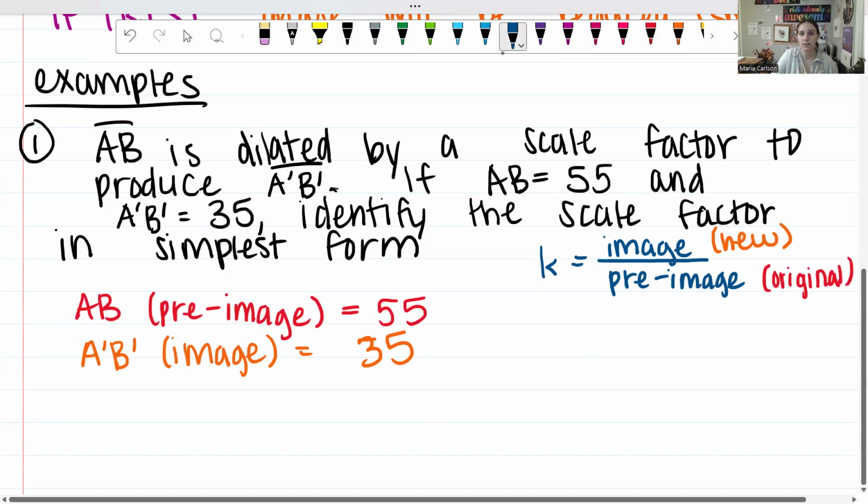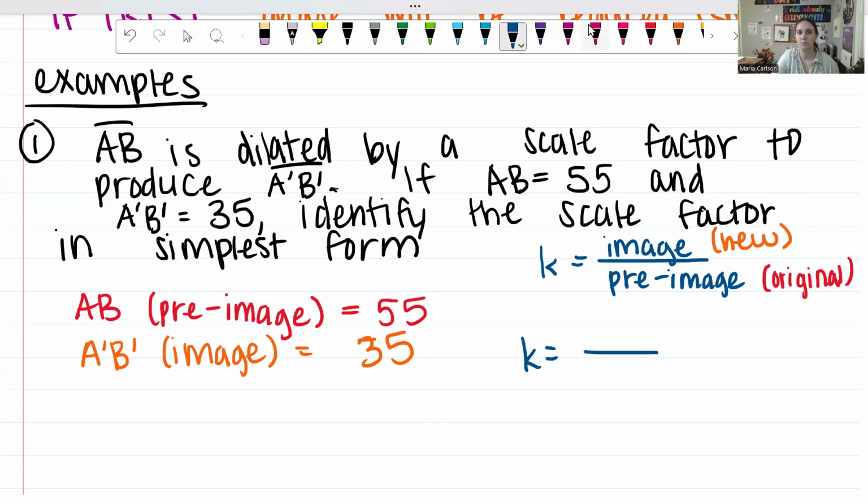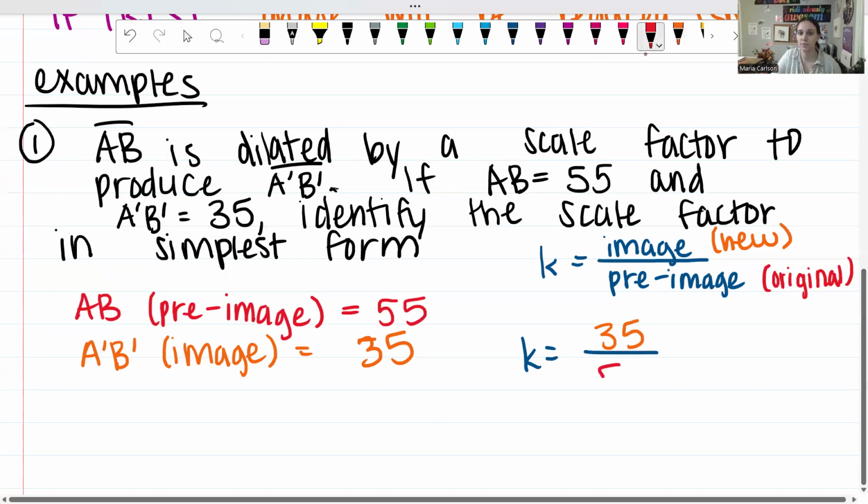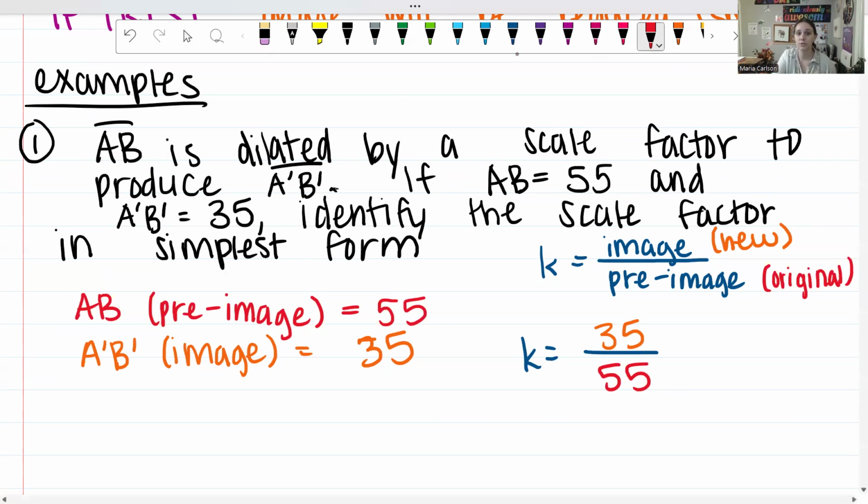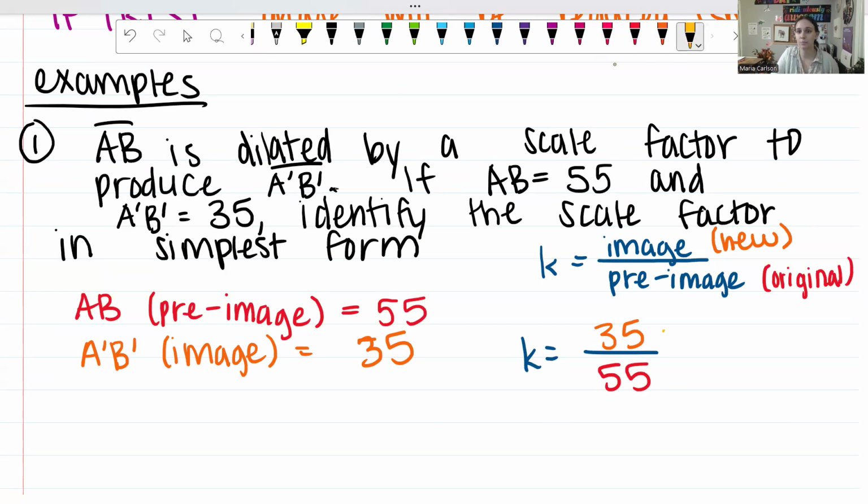So our scale factor, K, is going to be, again, this image divided by pre-image. Our image is 35. That was its length, the new length. And then the original was 55. So what did I multiply 55 by to get to 35? And we want to write this in simplest form. So I can simplify this fraction by dividing both the numerator and denominator by the same quantity, which would be 5 in this case, the largest I could divide both by.